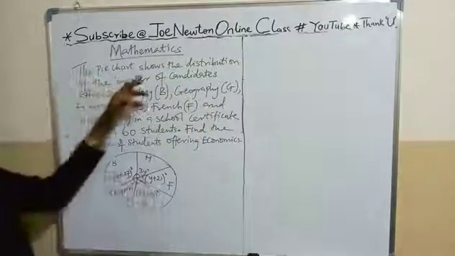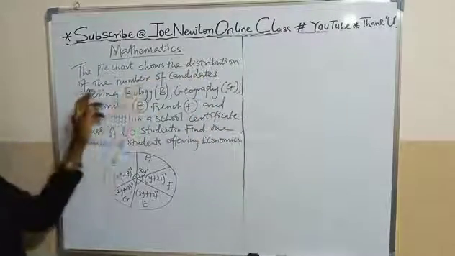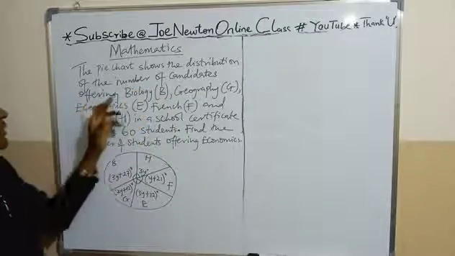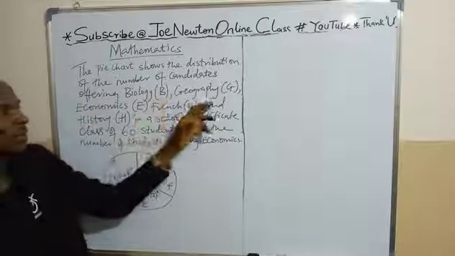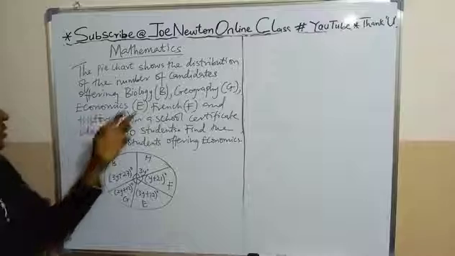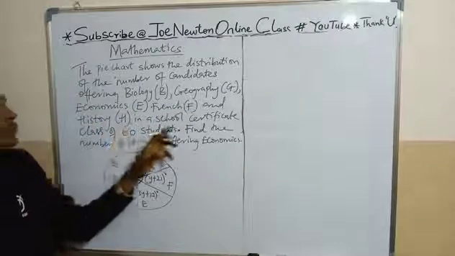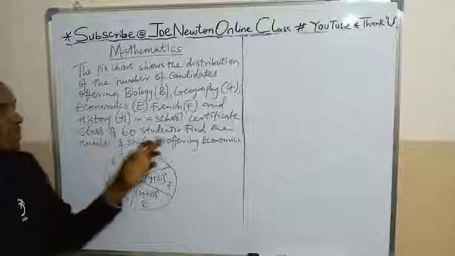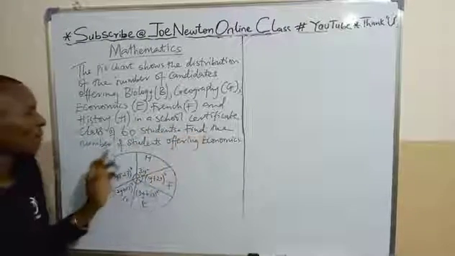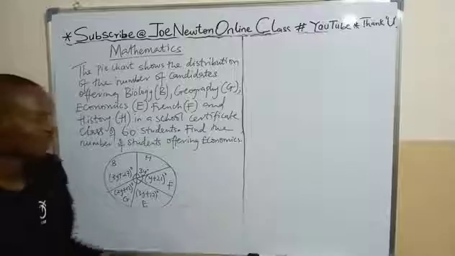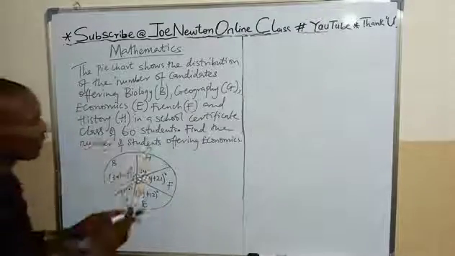The pie chart shows the distribution of the number of candidates offering biology, B, geography, G, economics, E, French, F, and history, H, in a school certificate class of 60 students. Find the number of students offering economics. Then the pie chart is given like this.